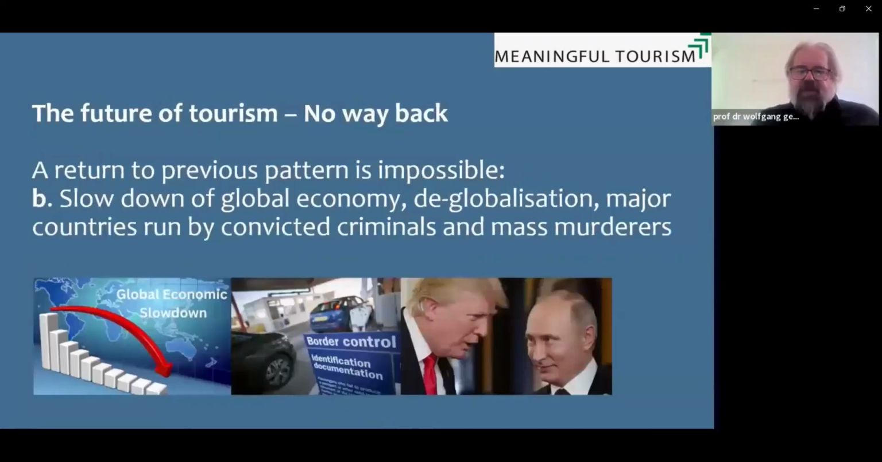There is also, as we can see every day in the news, a slowdown in the global economy, which is linked to climate change and likely to continue. We see deglobalization, installment of border controls in Europe, for instance. And unfortunately, at the moment, we see major countries run by persons like the two gentlemen on the photo.